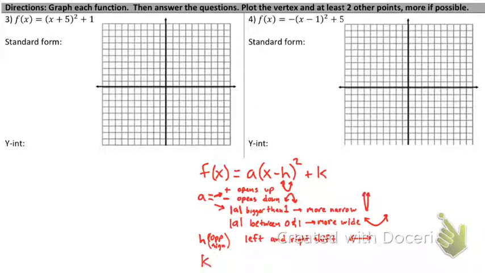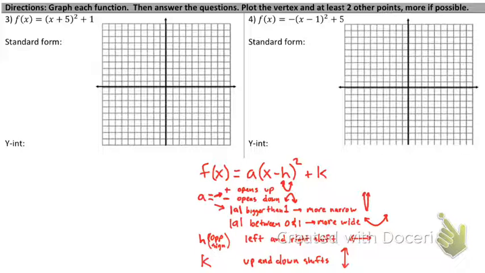What does our K value do? So our K value is not opposite sign, it's just the original sign. It controls up and down shifts. Okay, so it controls up and down shifts. All right, so in essence, this is basically everything our vertex form does. So let's go ahead and jump into number 3.